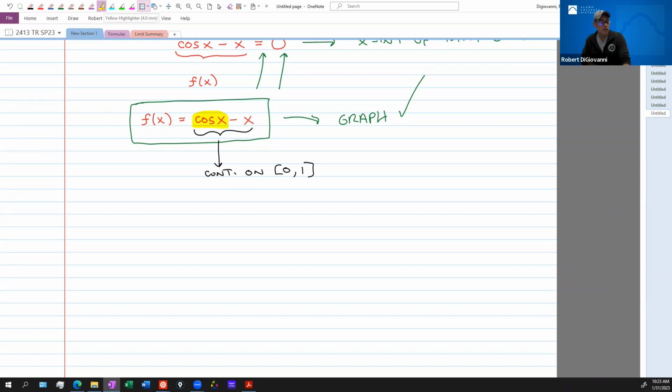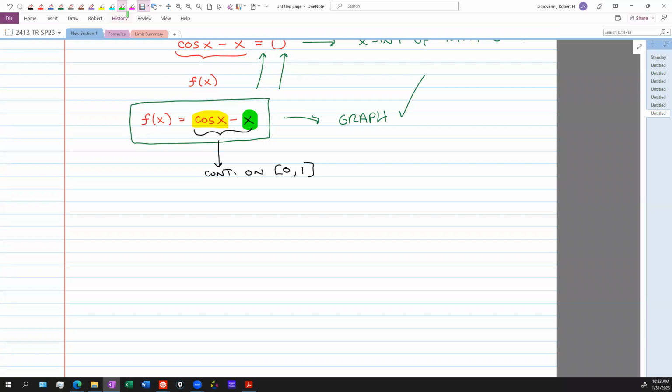Can somebody tell me about the cosine function? Cosine is a continuous function. What about x? What does the graph of x look like? Straight line. Diagonal straight line. And I am doing what with those two? Subtracting them. And we just said in the previous theorem that if you start with a continuous function and you subtract or add or multiply another continuous function, you stay continuous, so you don't lose the continuity. So I know that this is a continuous function, right?